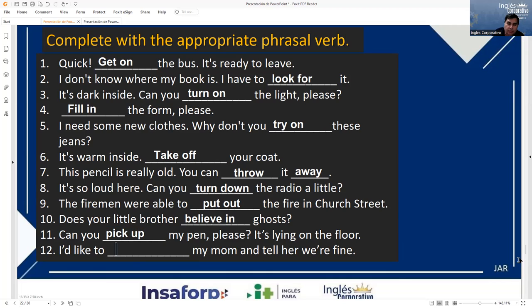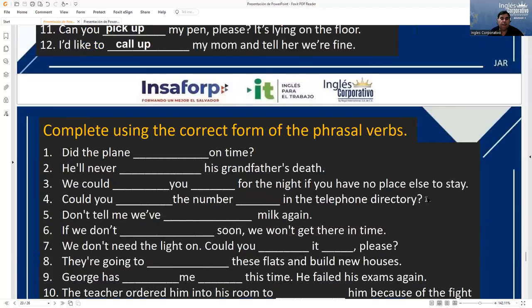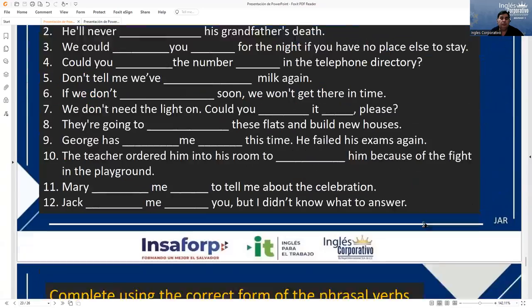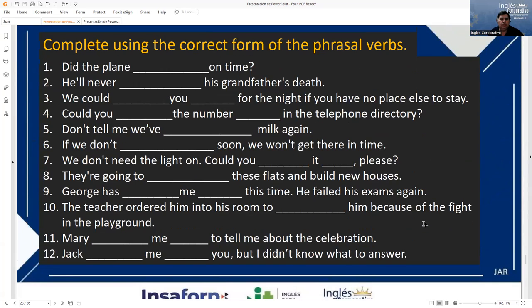I'd like to talk with my mom and tell her we're fine. But you can say hola. I'd like to call up my mom and tell her I'm fine. Complete using the correct form of the phrasal verbs. Did the plane take off? Did the plane take off on time?